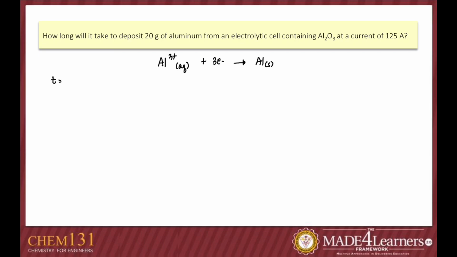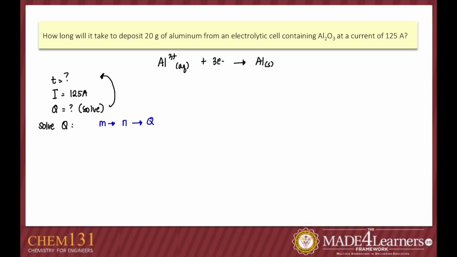So if we look for the time, we need to find, not A, but we need I. So the current is given, which is 125 amperes, but we do not have Q. So we need to solve that first before we can solve for T. Okay? So how do we solve for Q? From the mass, we need to get to Q. So it's reversed. So from M to N to Q. The process we're solving is reversed compared to the previous 2 examples.